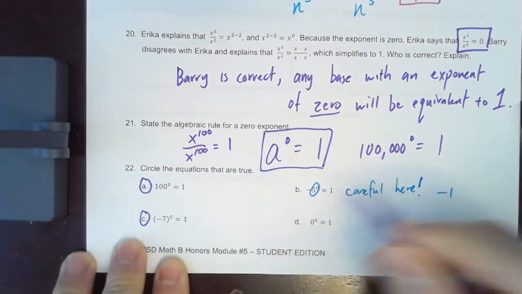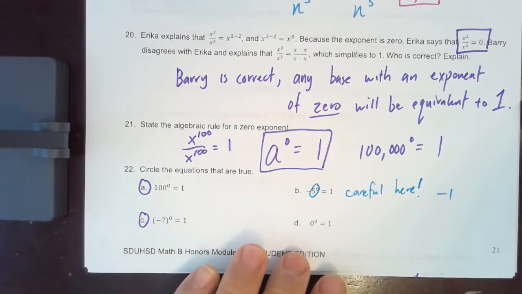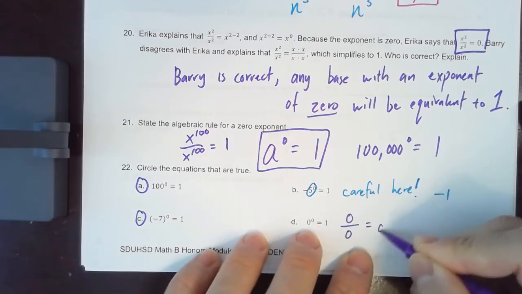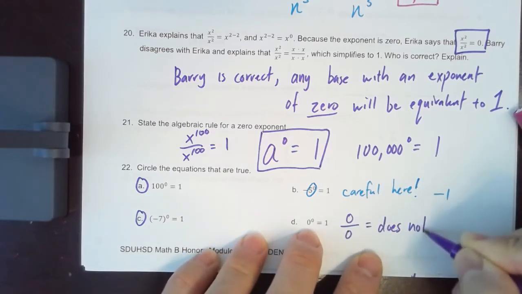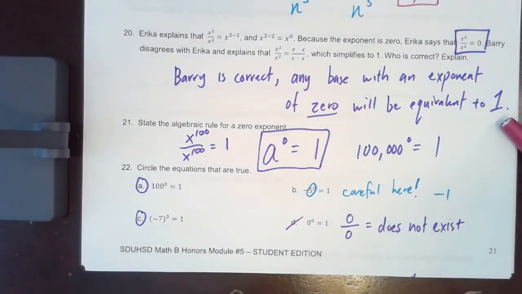That's no problem. 0 to the 0 is a huge debate. Maybe not even a debate. You can't set 0 over 0, right? So 0 over 0 doesn't even exist. So it does not exist. And that's why 0 to the 0 power is also not correct.